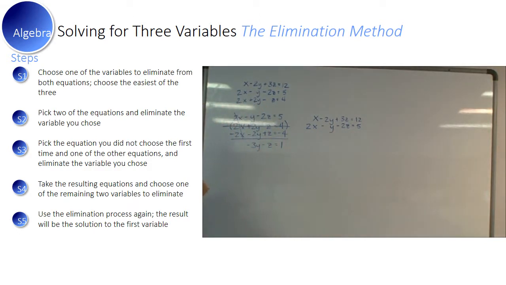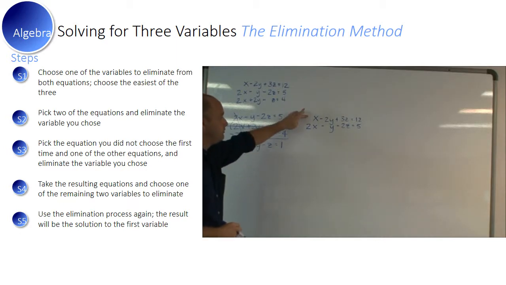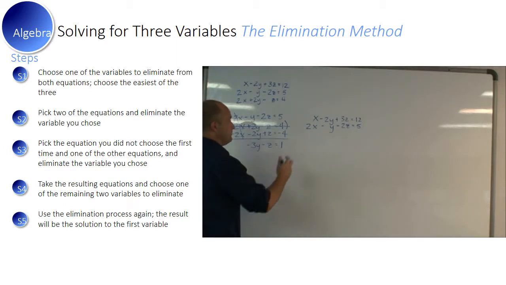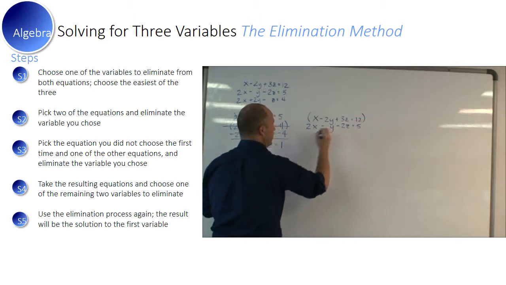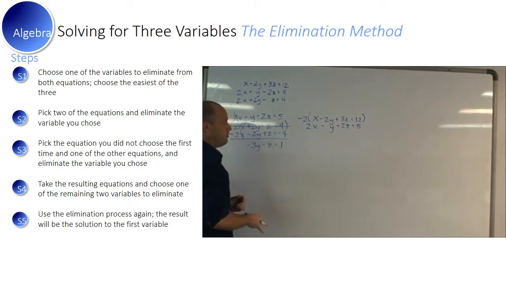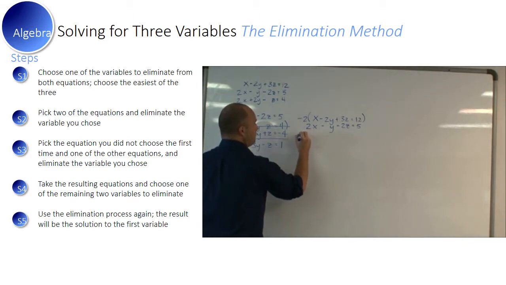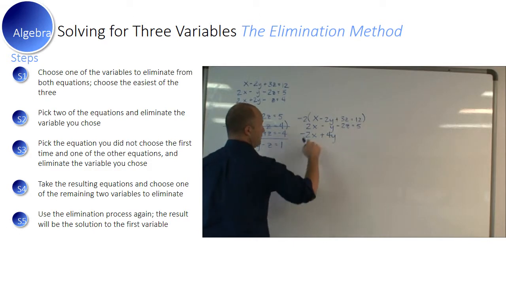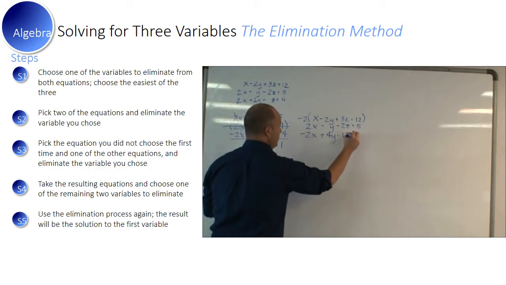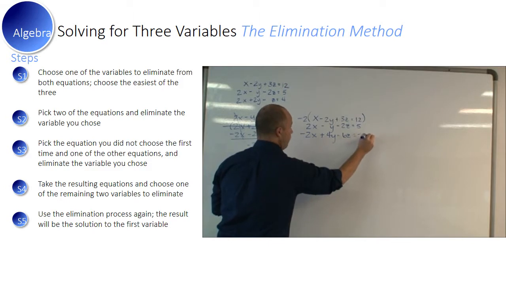Now on this one, in order to eliminate the x, we're going to have to multiply the top one, and it would be best to multiply the top one by a negative 2. That will give us a negative 2x. That way we can eliminate the x's. So go ahead and put your parentheses around, again, because we're using the distributive property across the entire equation, and that's going to become negative 2x, and then negative 2 times negative 2y is positive 4y. Negative 2 times 3z is negative 6z, and that's going to be equal to negative 24.